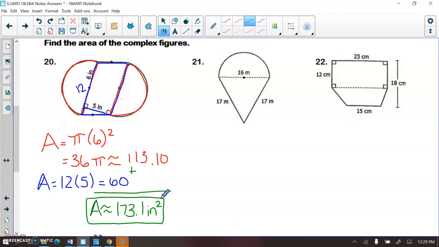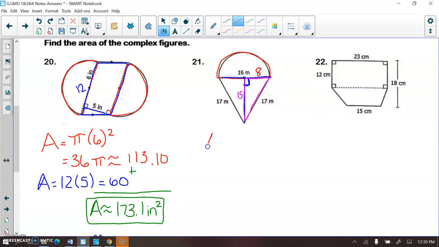All right, number 21. I have half of a circle with a radius of 8, and then I have an isosceles triangle. If I find the height of that isosceles triangle, that's going to be this blue line here. The base is 16. To find the height, I'd use this pink right triangle, which actually is a Pythagorean triple. This is an 8, 15, 17 triangle. And so that's my height.